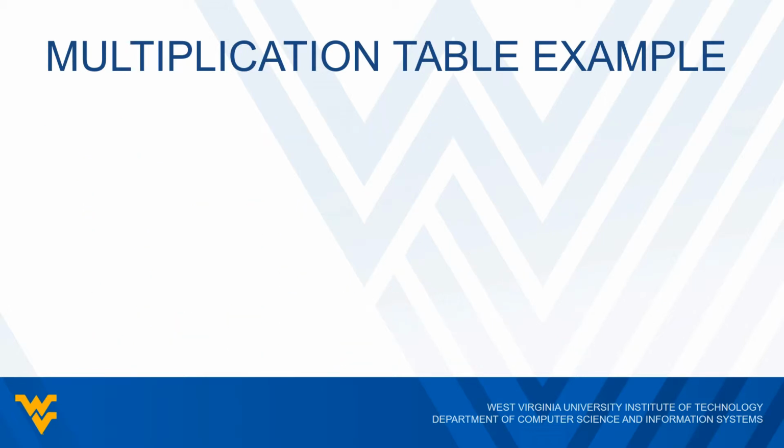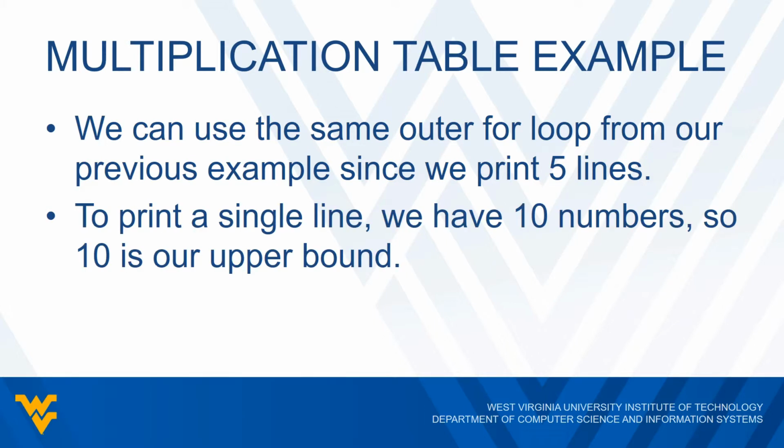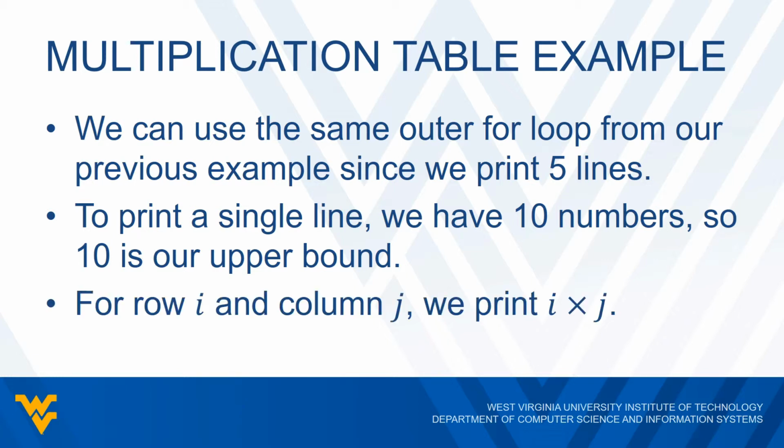Now with this example, we can use the same outer for loop that we had from before, because we're just printing 5 lines and each line is going to print 10 numbers. If we want to print a single line, we have 10 numbers, so the upper bound of the number of items we're going to print is 10. So for row i and column j, all we need to do is print i times j.